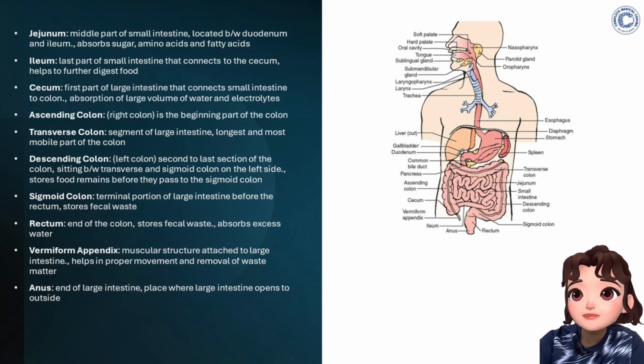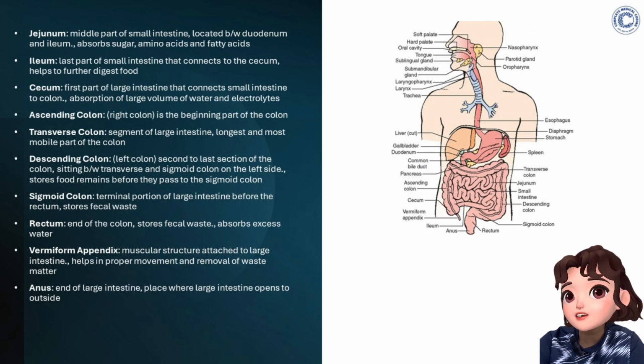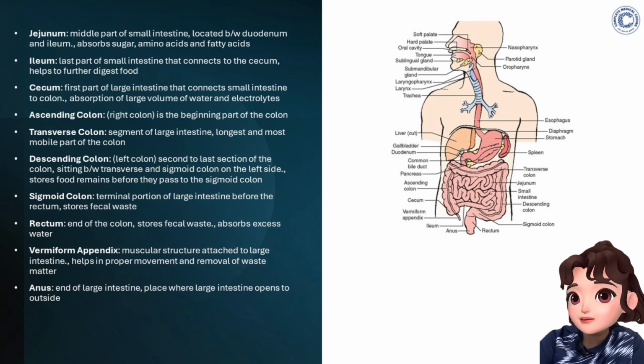Cecum, the first part of the large intestine, connects the small intestine to the colon. The cecum helps in the absorption of electrolytes and a large volume of water. Then comes the colon. There are four parts of the colon: ascending, transverse, descending and sigmoid colon. Just look in the picture. The colon initiates with the ascending colon, also called the right colon because it is located in the right part of the body. It's the beginning part of the colon.